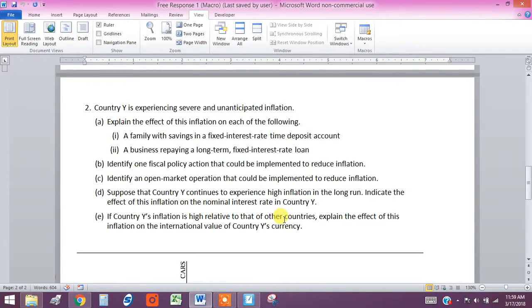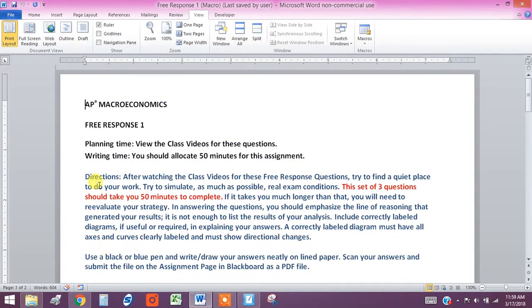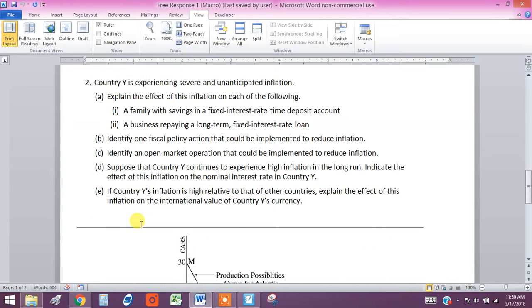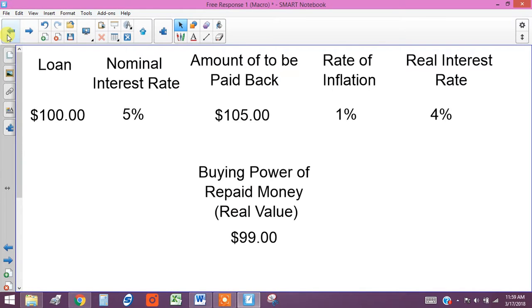Still working on question 2 of free response 1 assignment, and we're on part D. So we're asked to suppose that country Y continues to experience high inflation in the long run. Indicate the effect of this inflation on the nominal interest rate in country Y. Well, easy enough. Let's go back to our table right here.